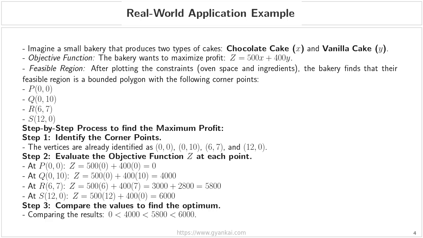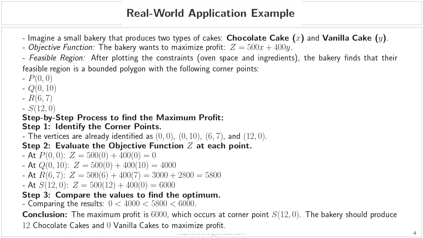Step 3 is to compare these results. Looking at our values, 0 is less than 4,000, which is less than 5,800, which is less than 6,000. In conclusion, by applying the Corner Point Theorem, we can clearly see that the maximum profit is 6,000. This occurs at corner point S, which is 12, 0. This tells the bakery that to achieve the highest possible profit, they should produce 12 chocolate cakes and 0 vanilla cakes.